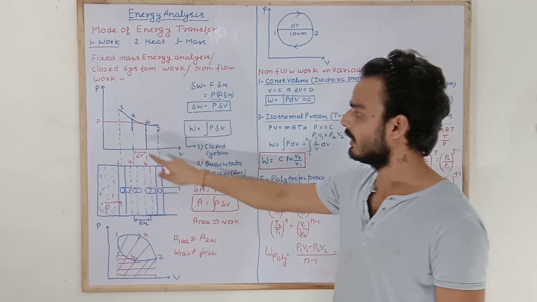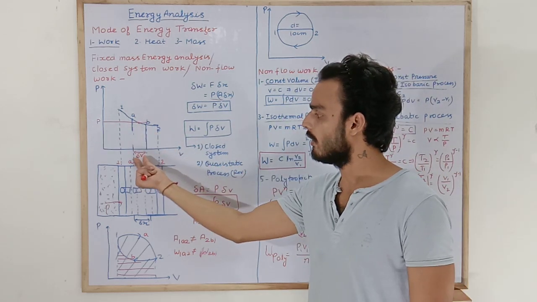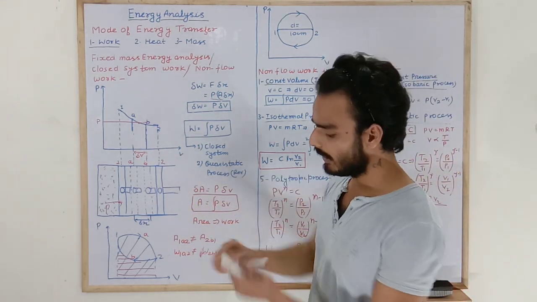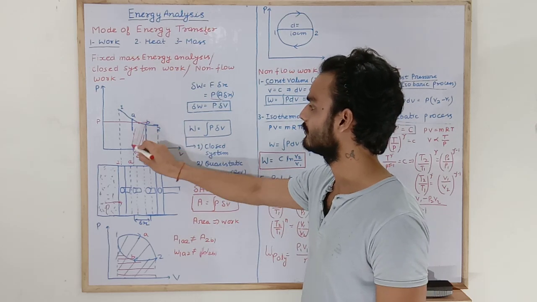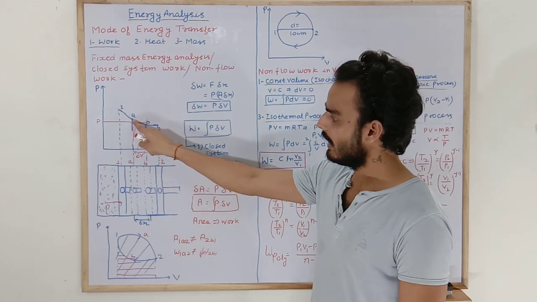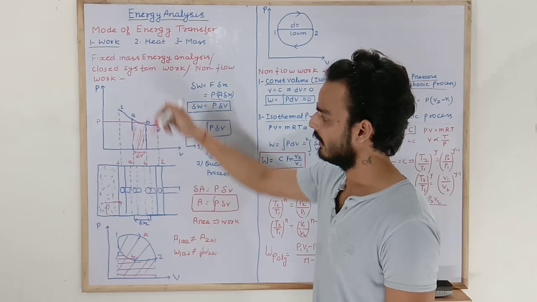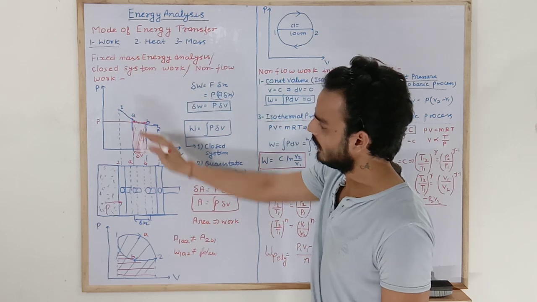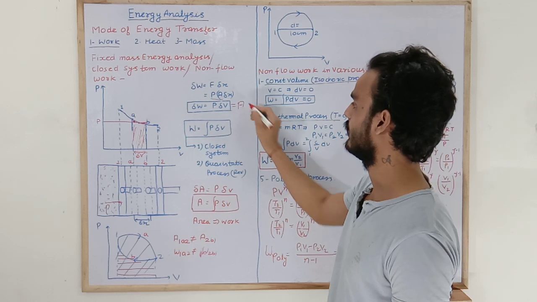But from the figure, look here. At this point the pressure is P and this is the small amount of volume. So if I calculate the area between states A and B, this small area will compensate for this area. Look here, this area compensates for this area. So if I calculate this area it will be P delta V.